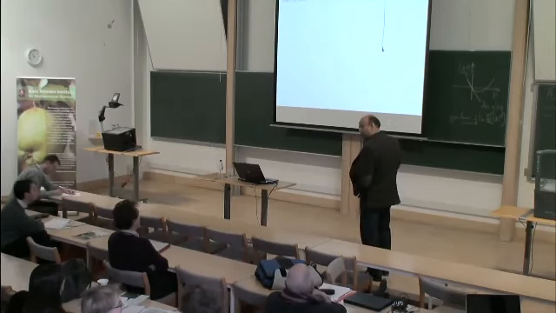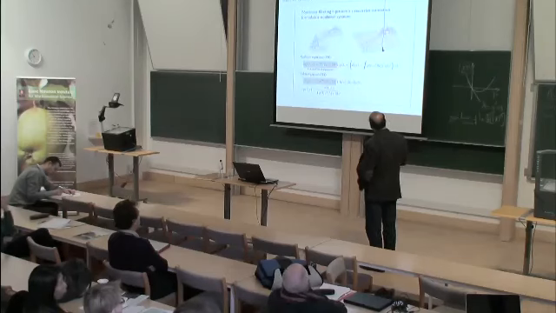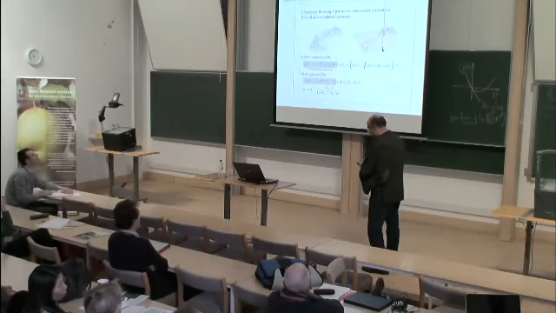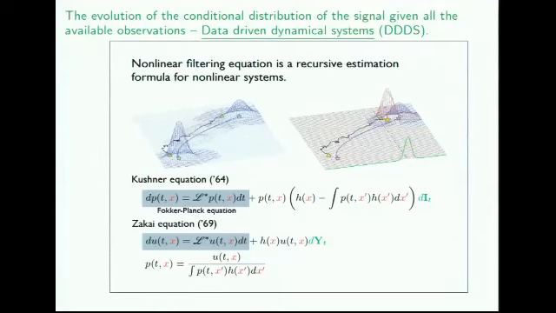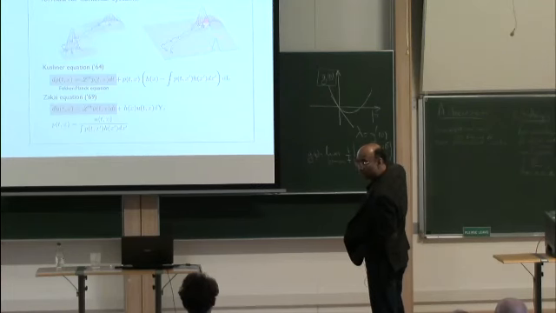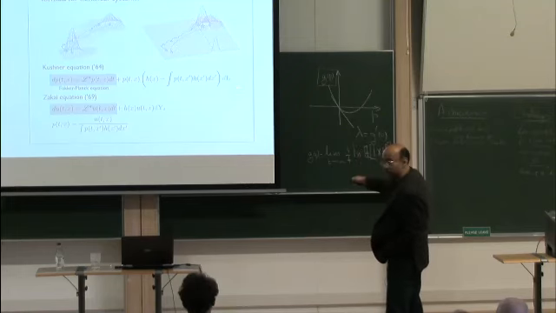This is what classical filtering theory provides you, and you have two equations. One is called the Kushner equation, the other is called the Zakai equation. These are the nonlinear versions of Kalman. Kalman is for linear, Kushner and Zakai for nonlinear. If you look at this carefully, if I have no data, I will be propagating, my density function will go from here to here. If I have data, I will use the data to correct the density. Therefore, this is a data-driven dynamical system.